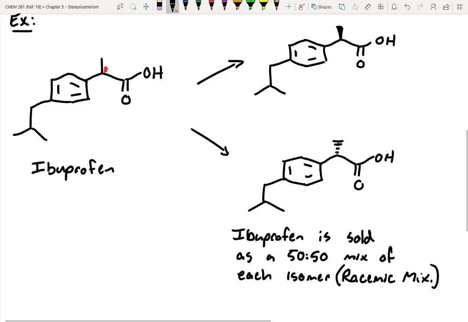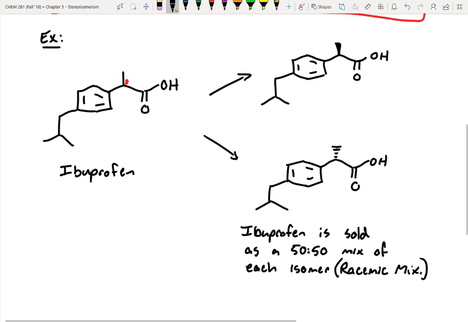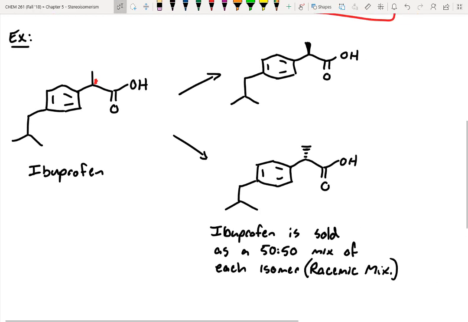Yeah? Are there times, not for ibuprofen, but for other compounds, where it would prefer one of the chiral molecules over the other? Yeah, let's take a look at an example of that.